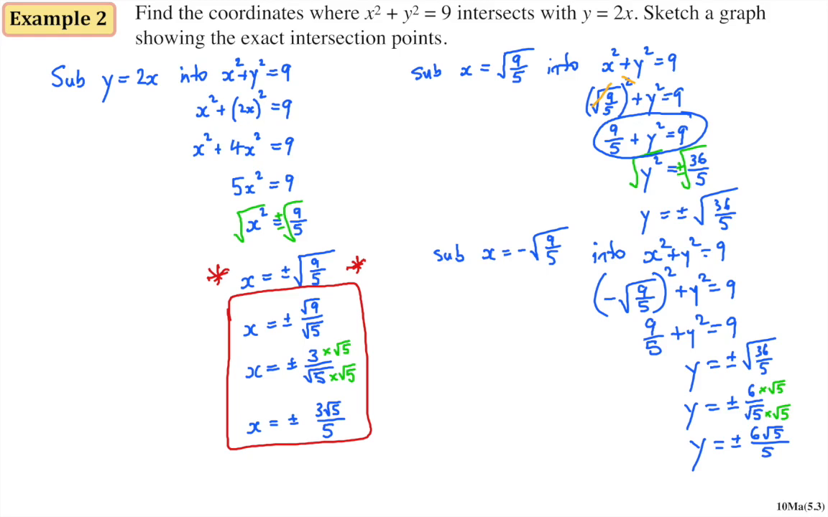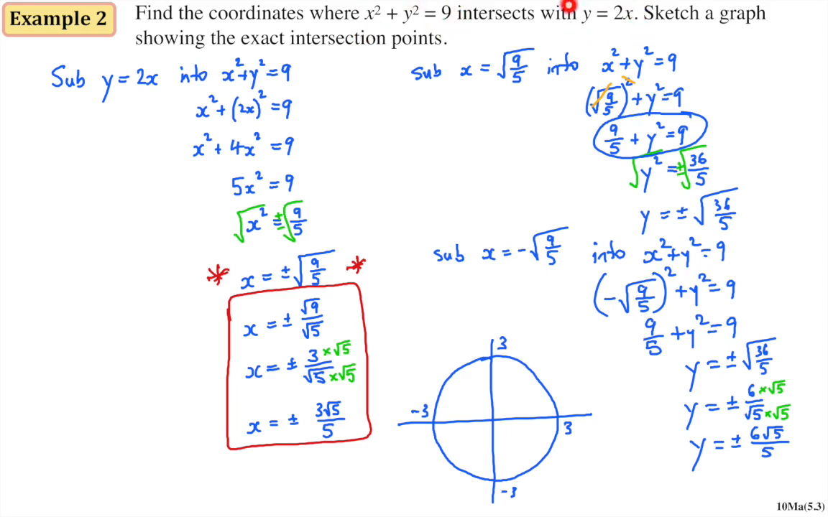Now, let's actually have a look at what this means. It says sketch the graph as well. If I sketch the graph, I instantly know the first one is a circle because it's x squared plus y squared. And the center is at 0, 0, and the radius is, what's the square root of 9? 3. So if I draw a circle with a radius of 3, that means that's at 3, that's at 3, that's at minus 3, that's at minus 3. That's the circle drawn.